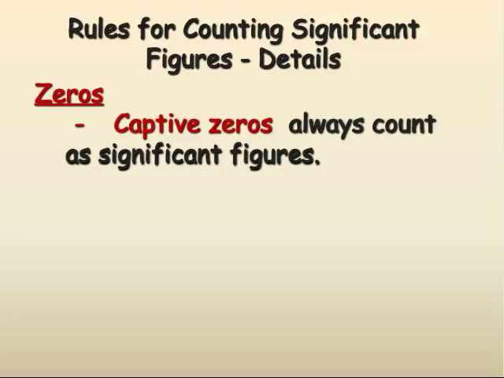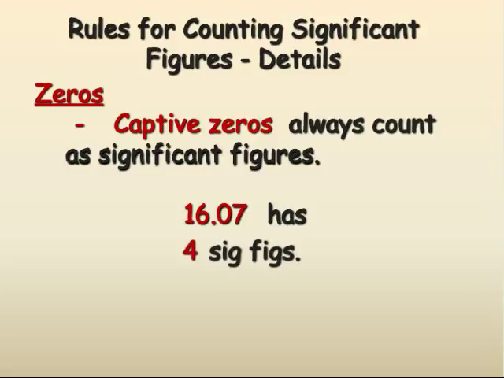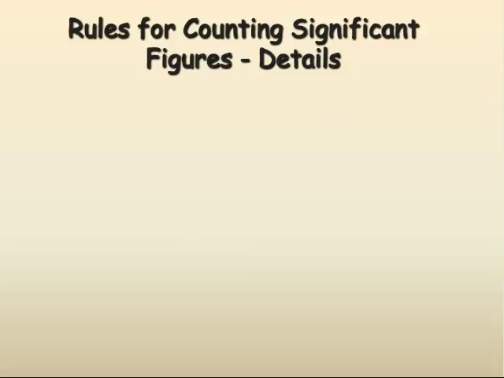Continue to look at zeros. Captive zeros, sometimes known as sandwiched zeros, in the middle of 2 non-zero digits, always count as significant. For example, 16.07 has 4 significant figures. Obviously the 1, the 6, and the 7 are all significant because they're non-zero. But because that 0 is in between a 6 and a 7, 2 non-zero digits, it also is considered to be significant.